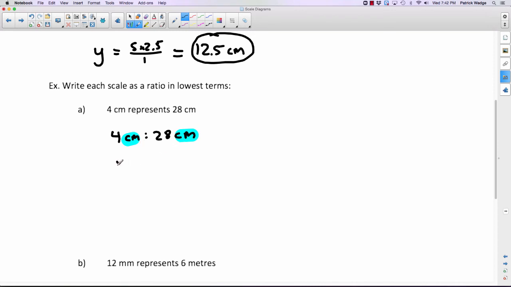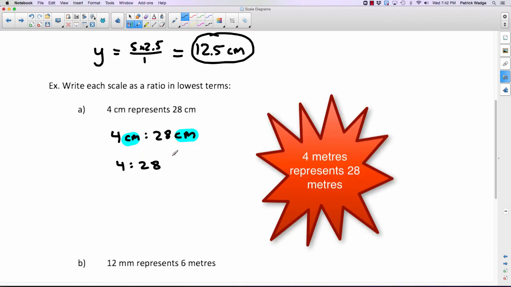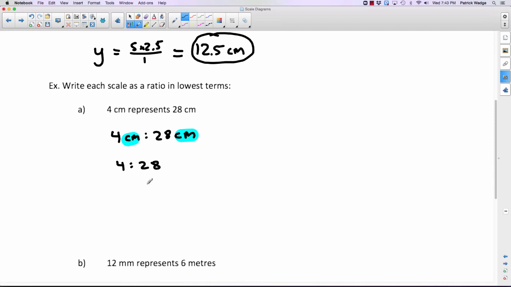Get rid of them. 4 to 28 can now be our ratio. So what this means is not only does 4 centimeters represent 28 centimeters, but 4 meters also represents 28 meters, and 4 kilometers represents 28 kilometers. So we can just put 4 to 28, and that'll show that 4 of any unit represents 28 of the same unit. So that's good. All right, so that was one step, get the same units.